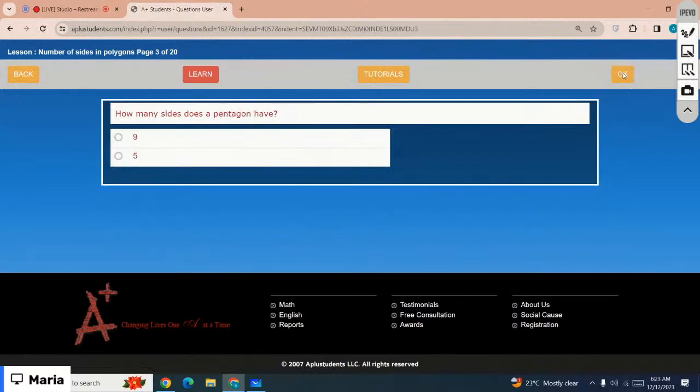Okay, how many sides does a pentagon have? Which is the correct option? Nine or five? Pentagon has five sides. The correct option is five.